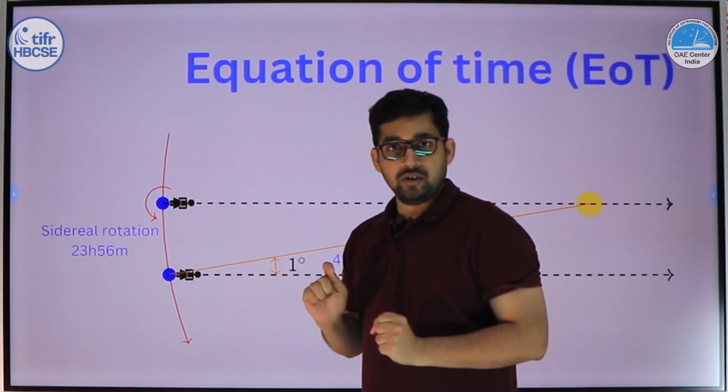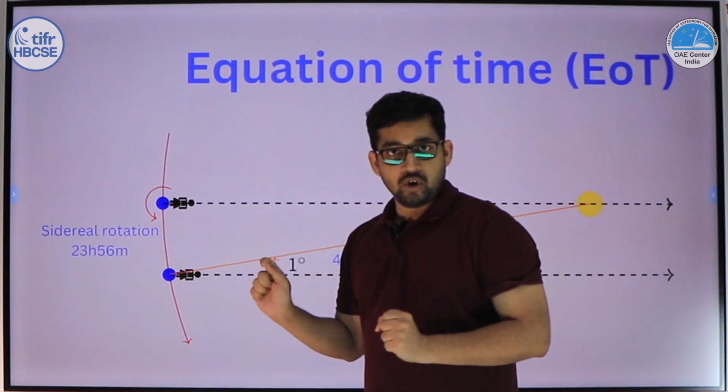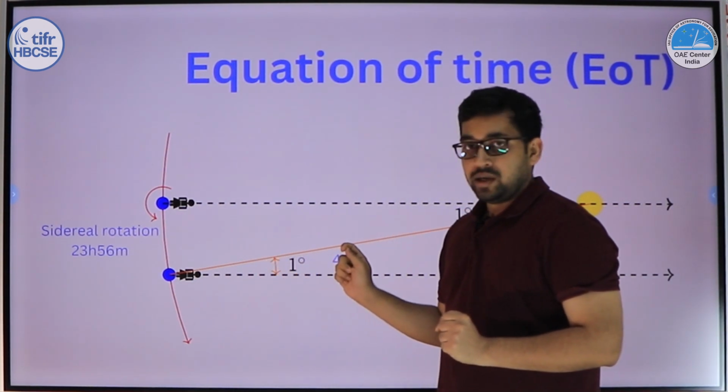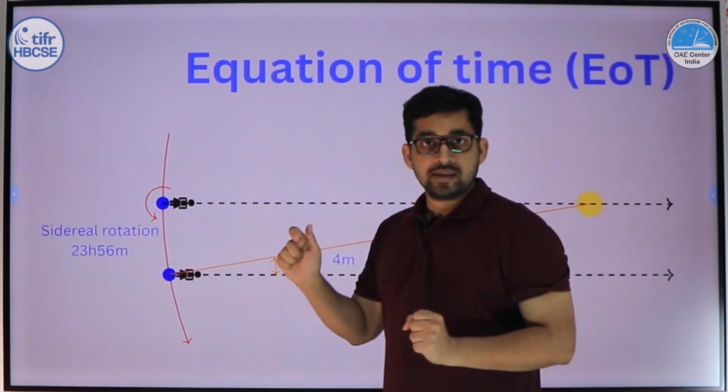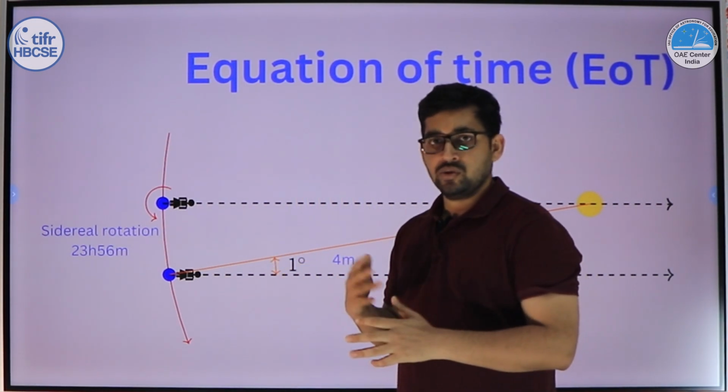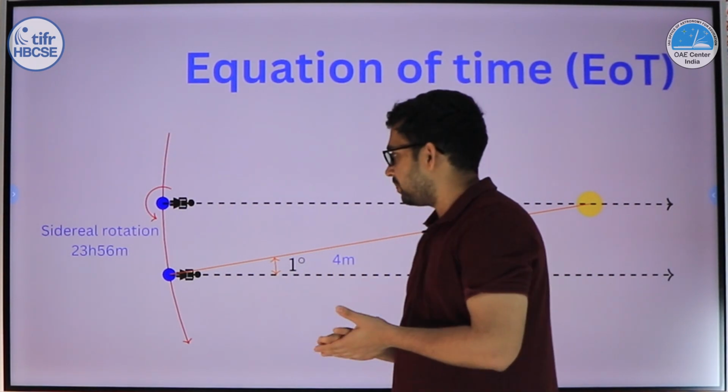Now in such a scenario where there is no obliquity, at the equator when the sun is at the zenith, after exactly 24 hours the sun will be at zenith again, and so on and so forth, and this will continue.